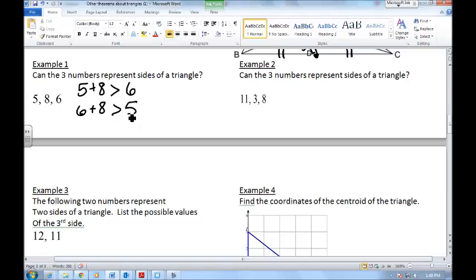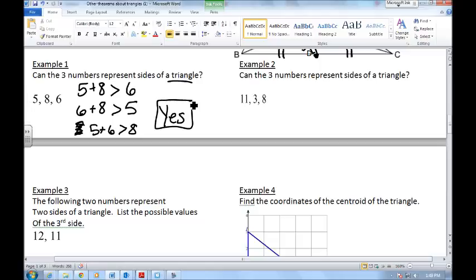And I'm missing one more combo. There's 3 combos in total. Raul? 8 plus... I think we've already used 8 twice. I don't think you can use that one again. 5 plus 6, and that will have to be greater than 8. And 5 plus 6 I know is 11. Is 11 greater than 8? Yes. So the question is, will this actually form a triangle? Since it all works, we can answer yes. Okay, let's do example 2.